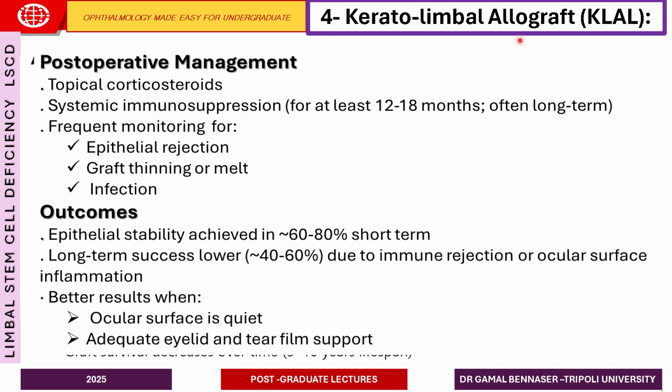As I said, since it is an allograft, immunosuppression is very strongly recommended. The patient will need to stay for a long time on immunosuppression like oral cyclosporine and also steroids, and the risk of infection is there, as well as epithelial rejection and graft thinning. All these should be monitored carefully post-operatively. However, the outcomes in the short term are 60 to 80%, and in the long term about 40 to 60%. Good prognostic factors are the presence of a good ocular surface and adequate eyelid and tear support.